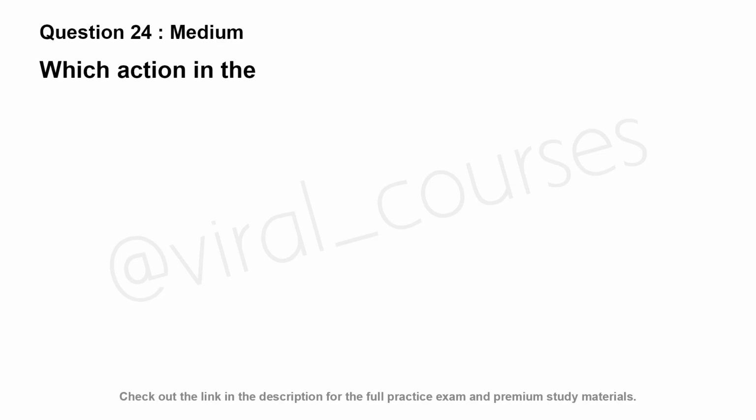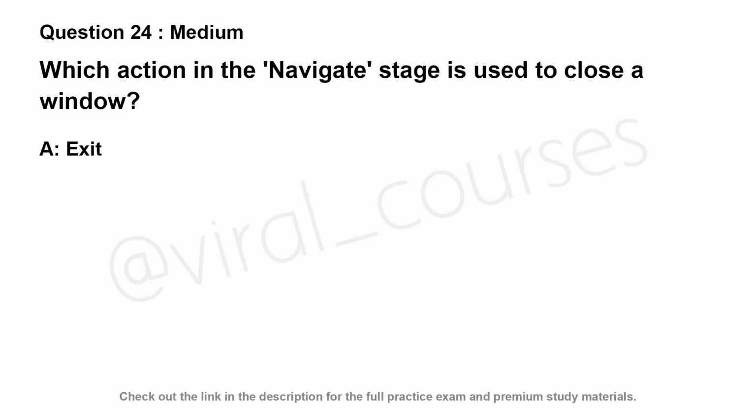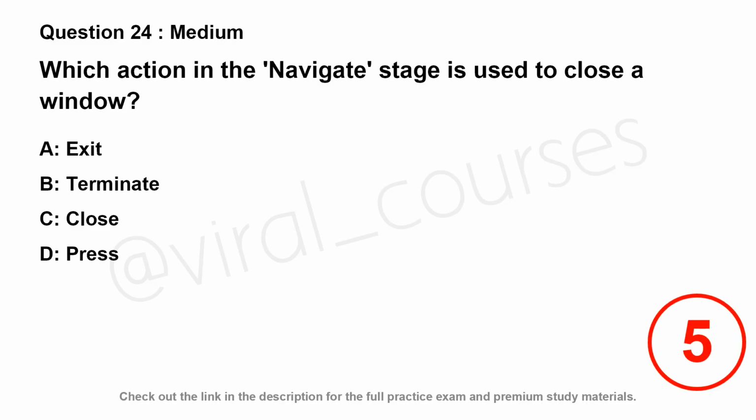Which action in the Navigate stage is used to close a window? Option A. Exit. Option B. Terminate. Option C. Close. Option D. Press.